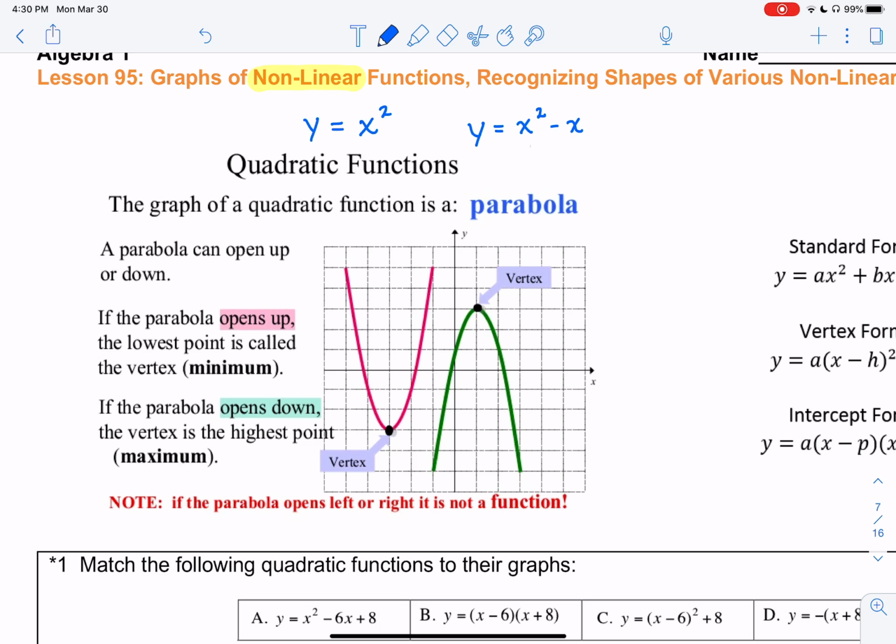The difference that you're going to notice, whether it opens up or whether it opens down, is based off of the coefficient in front of the x squared. Okay, so if it is a positive coefficient, y equals 4x squared, and that's a positive 4, it is going to be smiling. And if it's a negative coefficient, y equals negative 4x squared, that is going to frown when it has a negative in front of the x squared. Okay, so that is one type of nonlinear function that you're going to be looking at today.